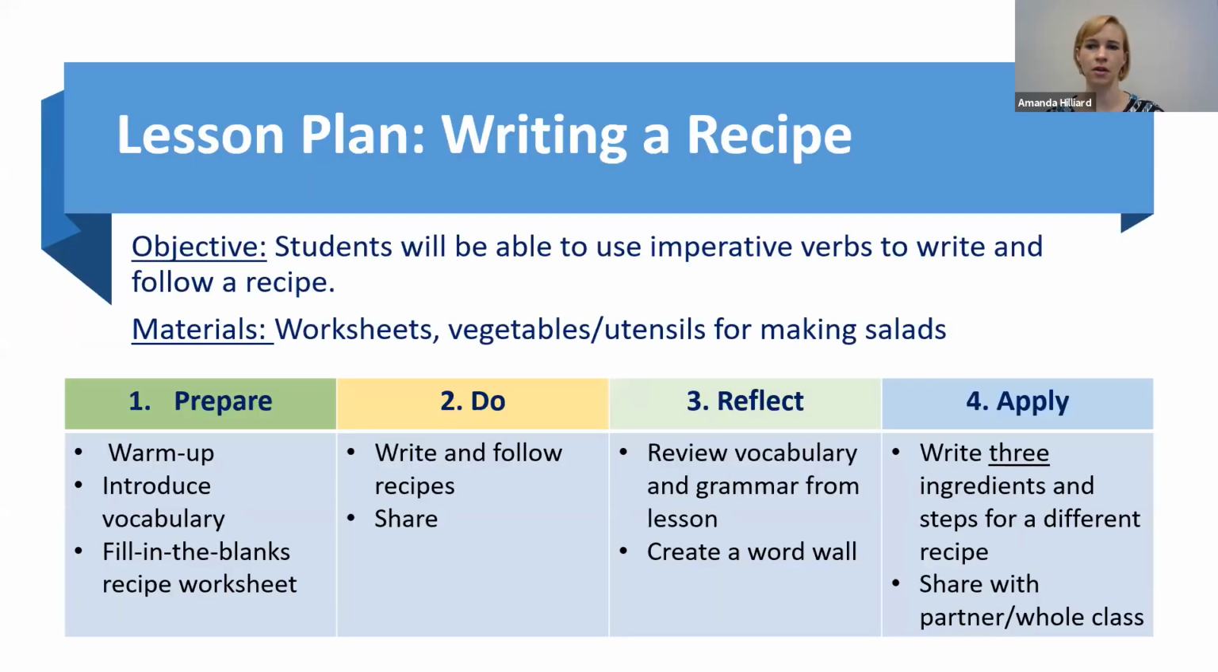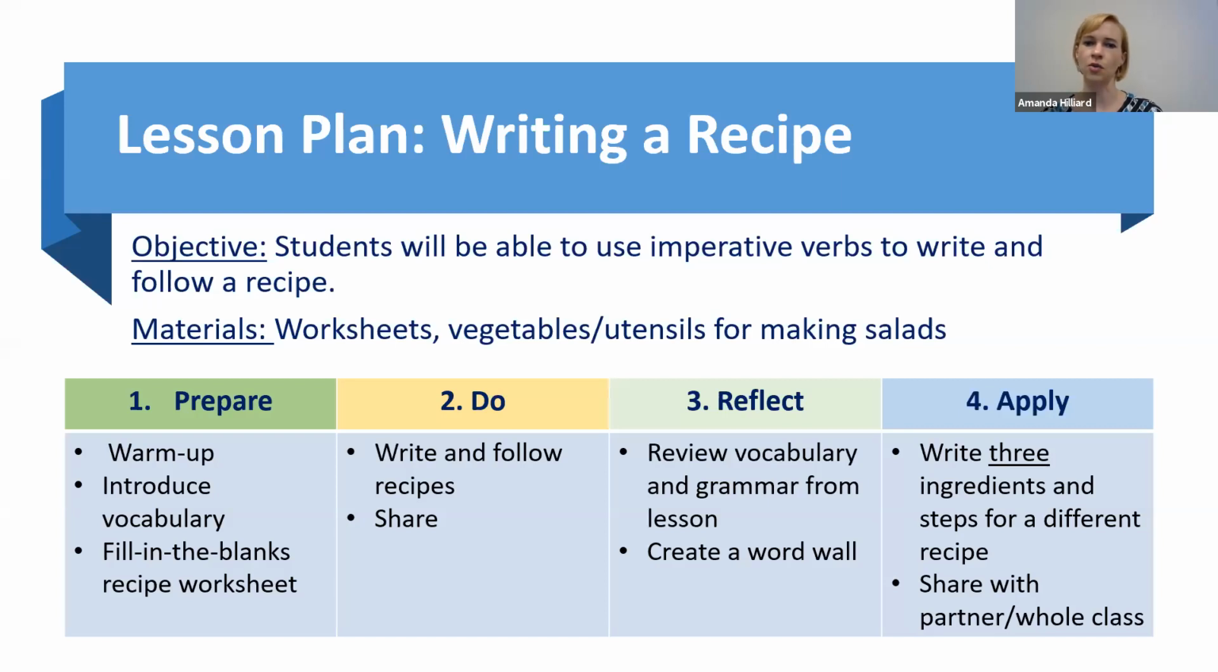So now we've gone through all the different stages. This is how my lesson plan would look at the end. My objective is: students will be able to use imperative verbs to write and follow a recipe. And as we had the question earlier, here I have both the grammar and the situation. I like to put both of those in the objective because I want them to use the English and also to use it for a specific situation.